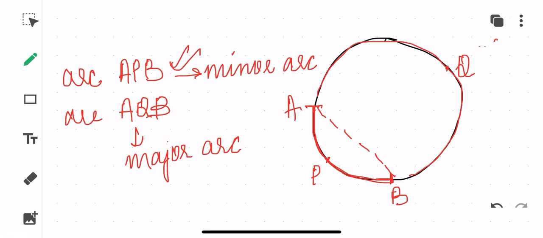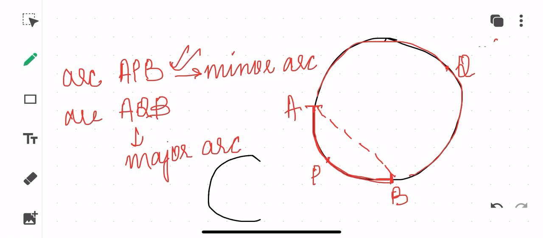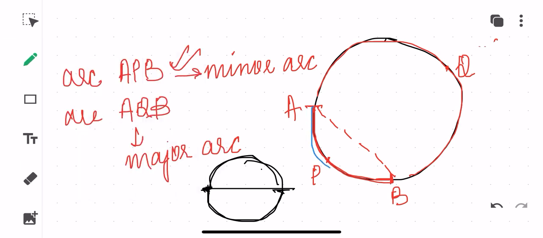And then if both the arcs are equal, then each part of them is called a semicircle, because for each of them to be equal, children, what can my figure be like? My figure has to be like this. Suppose from here to here, this is one arc and this is one arc, and if both of them are equal, then each part is called a semicircle. Okay, so you have to remember this, children. What do you have to remember? That this smaller part is called the minor arc, and this bigger part is called the major arc.